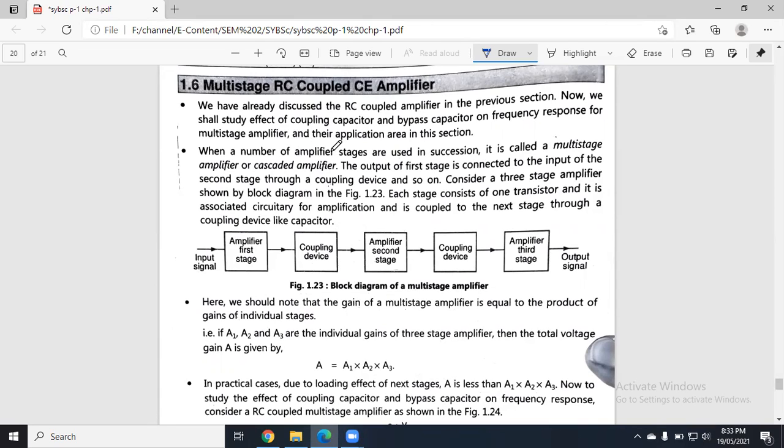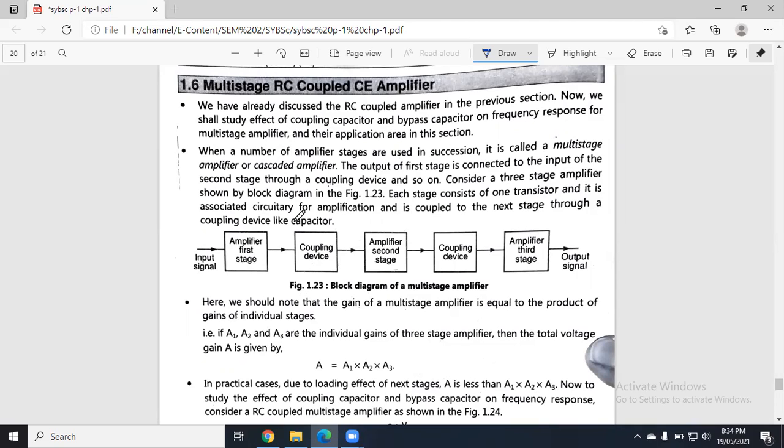Likewise, we can connect multiple transistors to each other. Consider a three-stage amplifier shown by the block diagram in the following figure. Each stage consists of one transistor and its associated circuitry. I have just told you what is single stage. One transistor will be there and its associated circuitry, capacitor, resistor, supply, input, and all those things. And it is coupled to the next stage through the coupling device like capacitor. Here, for coupling, we have to use RC combination.